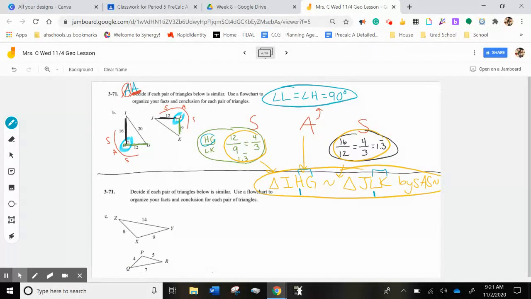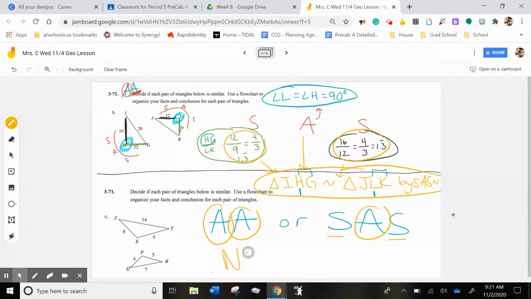All right, for the last one, well, let's look at this. I have angle, angle, or side, angle, side. Well, I have some side lengths, but I have no angles. Okay, so for right now, I don't have enough information to be able to say they're similar. So we say not similar.